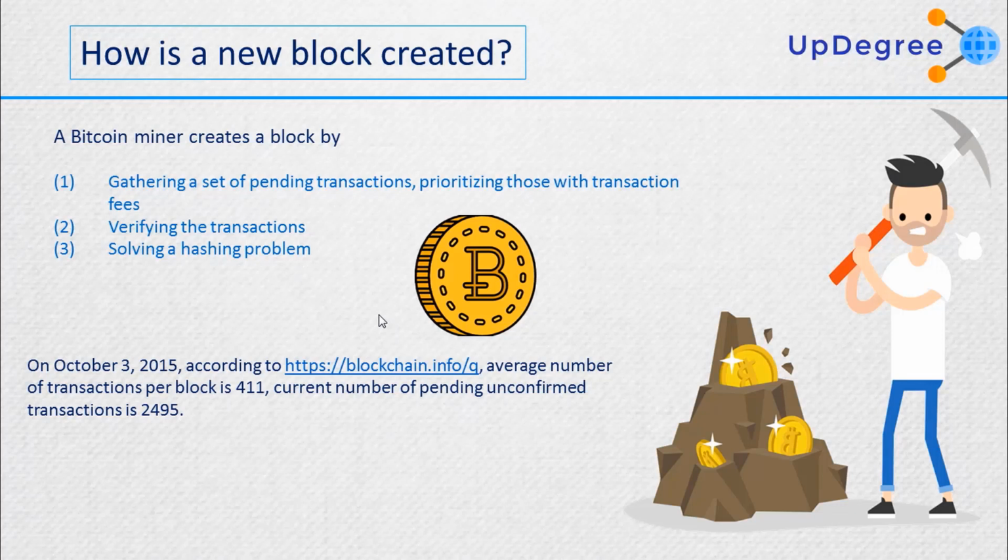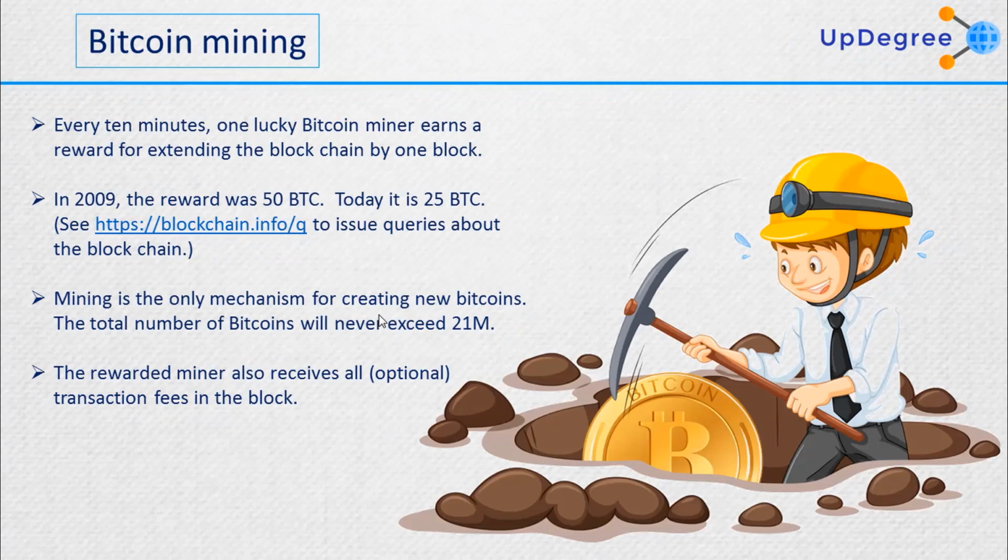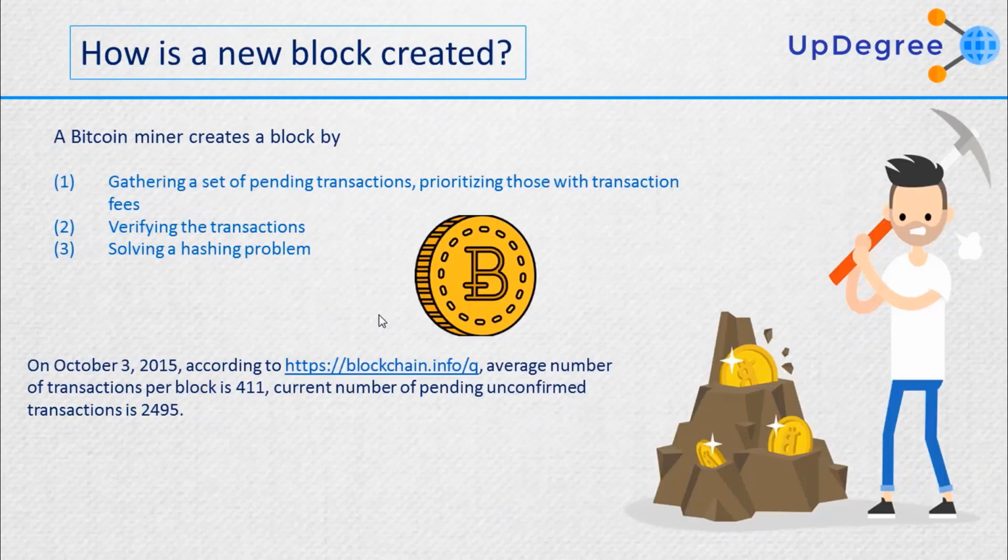In October 2015, the average number of transactions was 491. Currently, it is 2495, and it's increasing day on day. So Bitcoin mining is very key, and it happens when a miner carries out three processes: gathering the set of pending transactions, prioritizing by transaction fees, verifying the transactions, and solving the hashing problem.